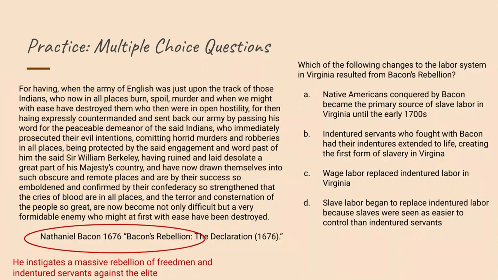And just as a forewarning, this is probably one of the longest run-on sentences you will come into contact with. All right, let's begin. So this is coming directly from Nathaniel Bacon, 1676.